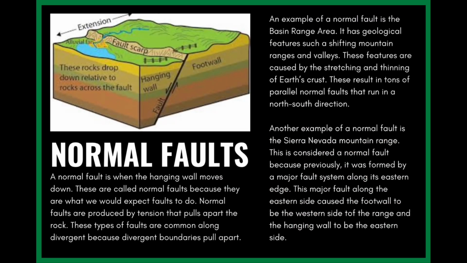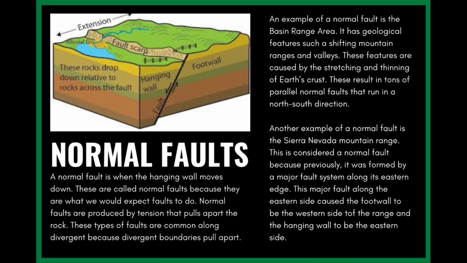Now moving on to the faults, the most common one being the normal fault. In this situation, the hanging wall must shift downward. This type of fault is caused by the tension that pulls apart the rocks. That's why they are most common on divergent boundaries. To find out more information on divergent boundaries, please check out my video titled Tectonic Plate Boundaries.